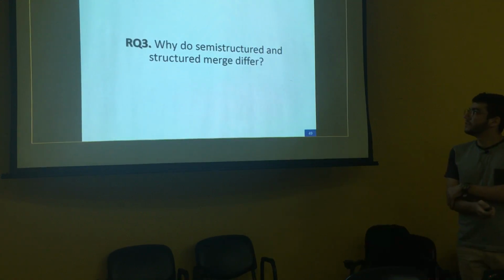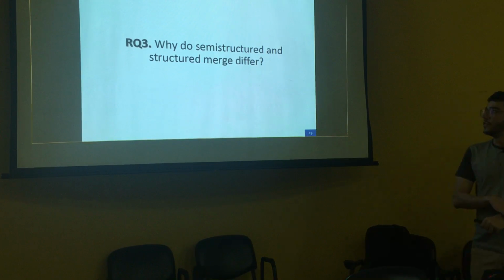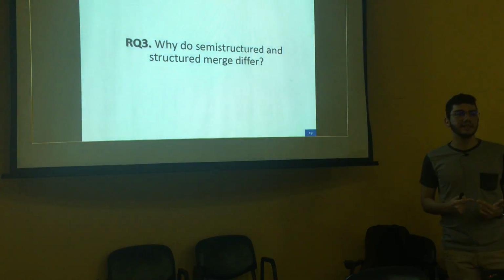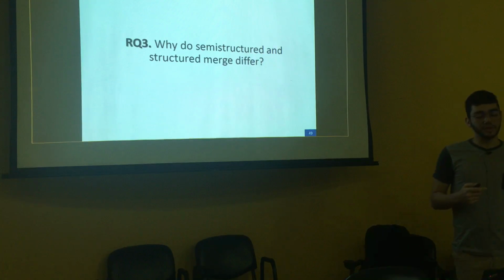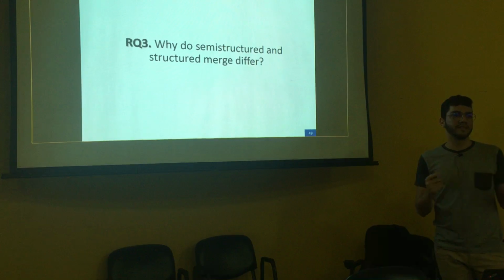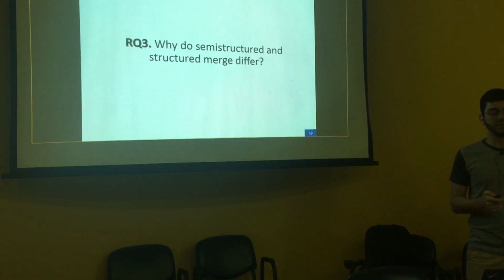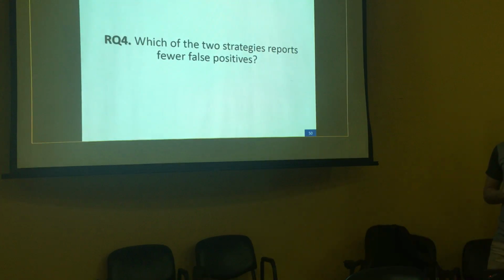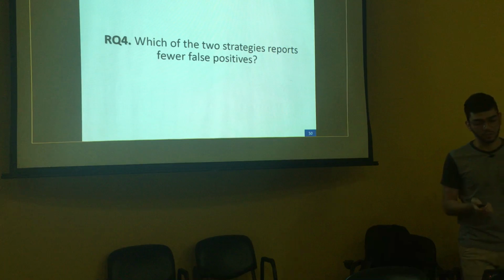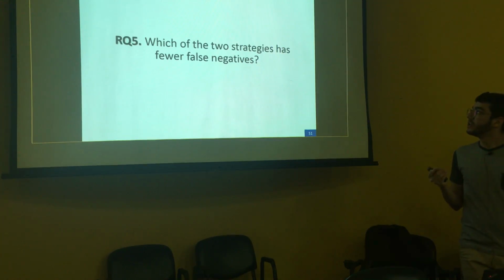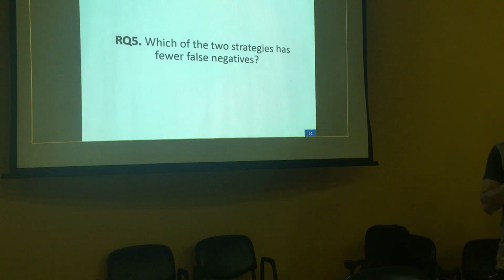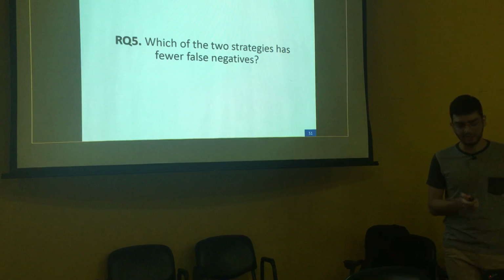Question number 3 is why do semi-structure merge and structure merge differ? We answer this research question to better understand the difference in the behavior of the two strategies that leads to diverging results. So we inspect the code, the changes in the merged code by each strategy for a sample of merged scenarios having conflicts reported by only one of the strategies. Question number 4 is which of these two strategies reports fewer false positives? To answer this research question, we rely on build and test information of the changes in the integrated code, and we also inspect the changes in the integrated code. Question number 5 is which of the two strategies has fewer false negatives? Again, we rely on build and test information about the integrated code to answer this research question.